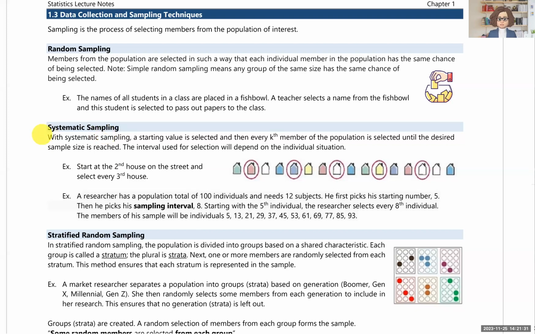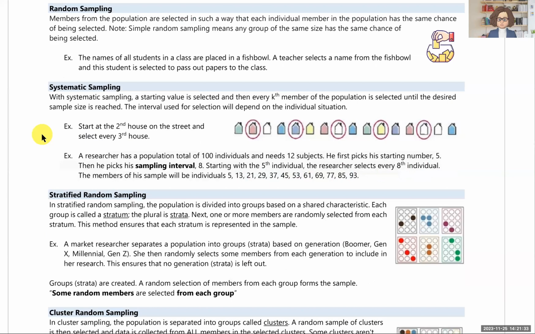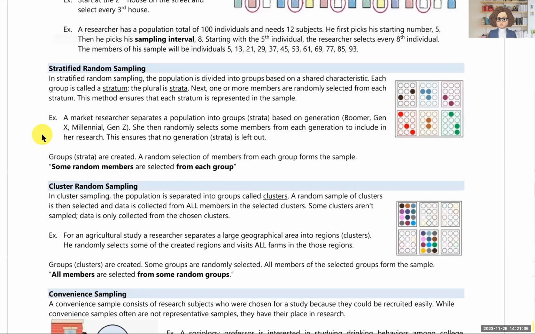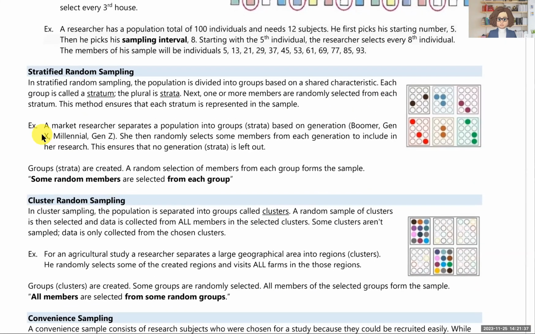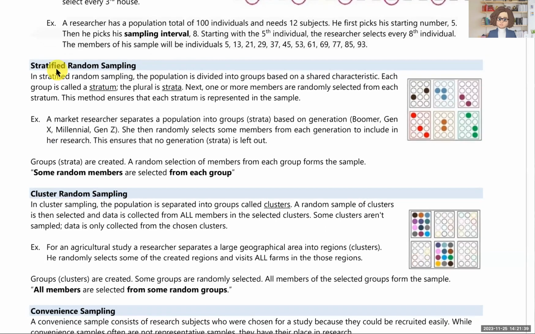All right. Now, the next 2 can sometimes be confusing because there's a similarity to them, but they are definitely different. So stratified random sampling versus cluster random sampling. So in stratified sampling, we divide a population into groups based on a shared characteristic, and each of these groups is called a stratum. Plural of that is strata. So each group is a stratum.